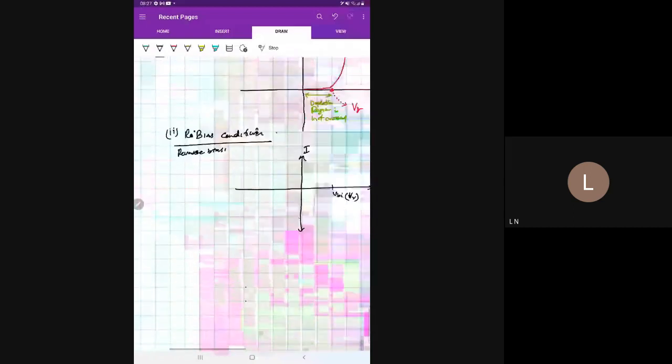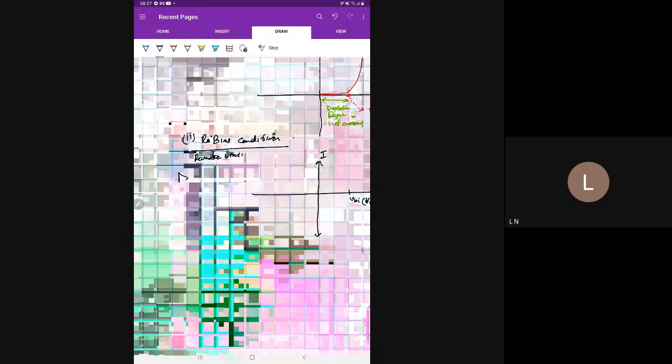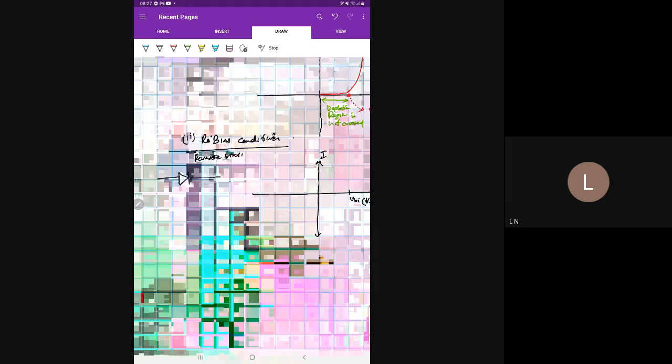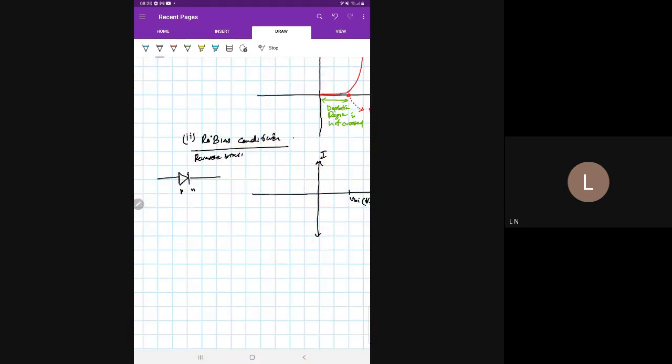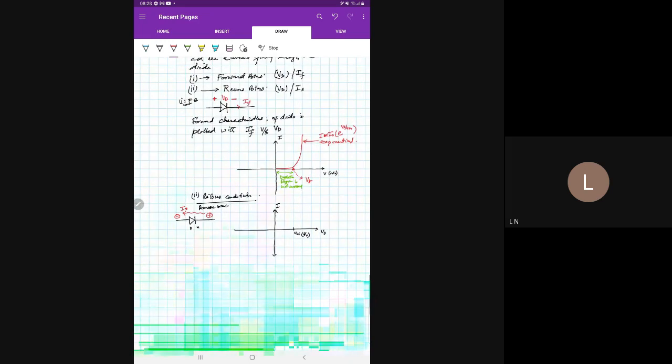Okay, in a reverse bias condition, what happens? Now we have a PN junction diode, and we know this is the P side and this is the N side. We apply a negative voltage here and a positive voltage here. Now the current flows from N to P, and we know that this current is equal to I_S. In forward bias, current used to flow from P to N. In reverse bias, it will be opposite. So the direction of current will be opposite, and the polarity will also be opposite.